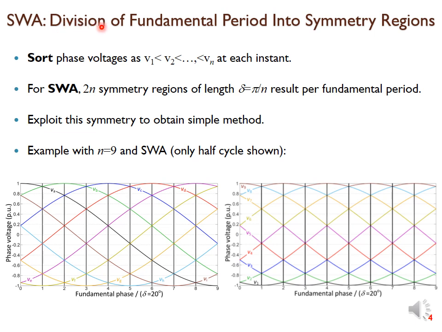In order to achieve a simple PWM method, it is very useful to divide the fundamental period of the phase voltages into several regions that are symmetrical with respect to each other. For this purpose, it is useful to sort the phase voltages from the lowest to the largest at each instant, as we do here with a 9-phase machine with symmetrical windings, where we only show half a cycle for simplicity. In this manner, for symmetrical windings, we have a total number of 2n symmetry regions of length delta equal to pi over n each. For example, for 9 phases, we have 18 symmetry regions of 20 degrees. And this symmetry will be exploited to obtain a simple PWM method.